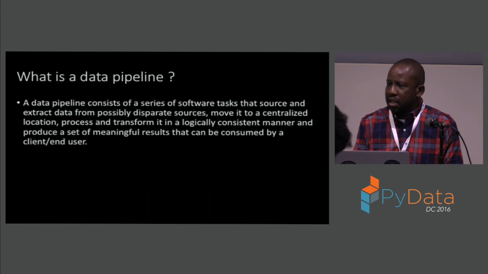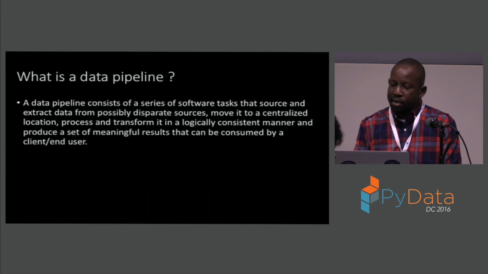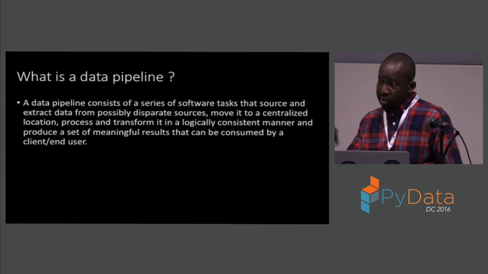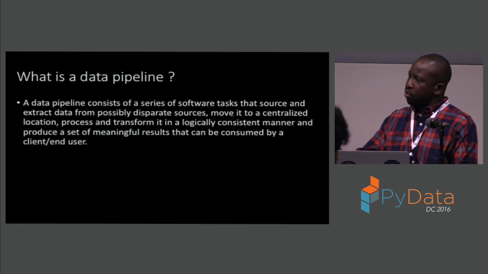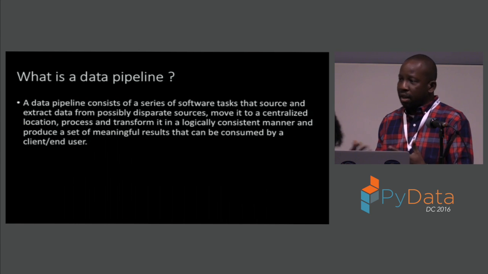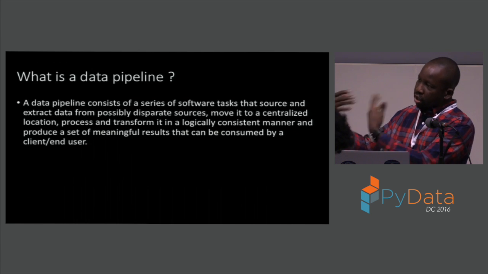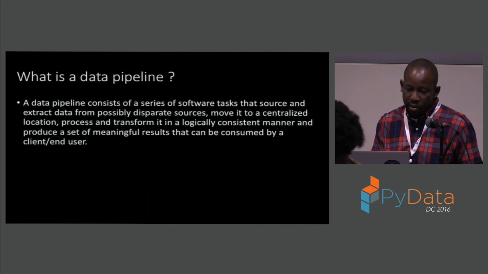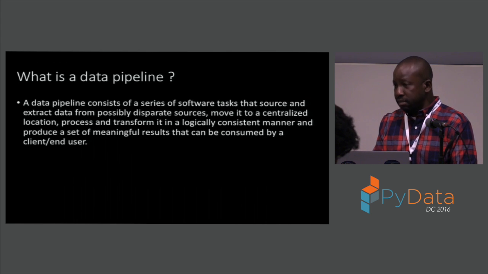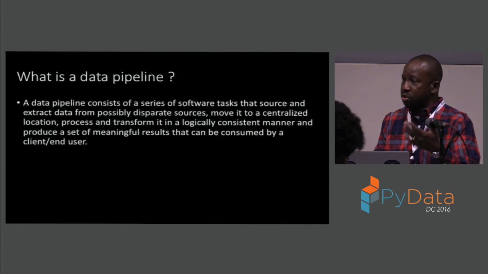A data pipeline is, in terms of presenting the data so that it's available for analysis, a series of software tasks where we source and extract data from multiple, disparate sources, move it to a centralized location, and process and transform it in a logically consistent manner. By logically consistent, we'll talk about dependencies. If we need to source the data first, we need to do that before we process it, and so on. And we produce a set of meaningful results that a client or end user can consume, whether it's a data scientist who needs it for analysis, machine learning, etc.